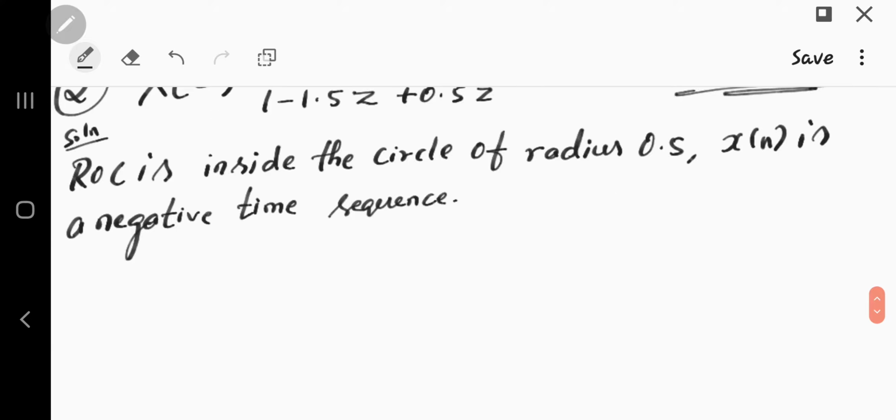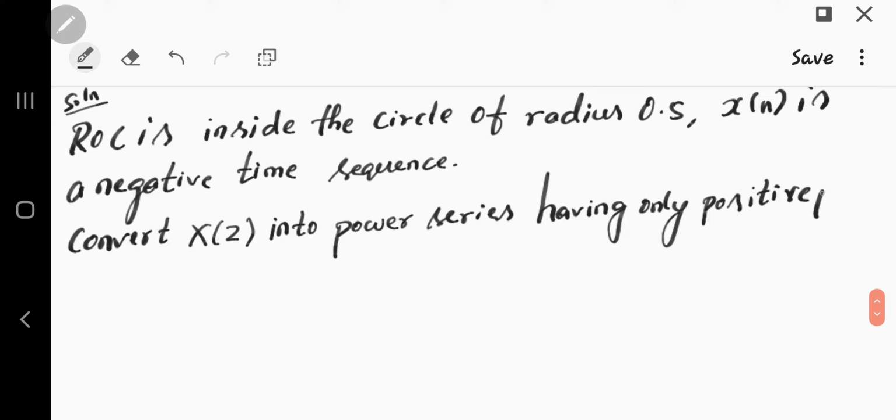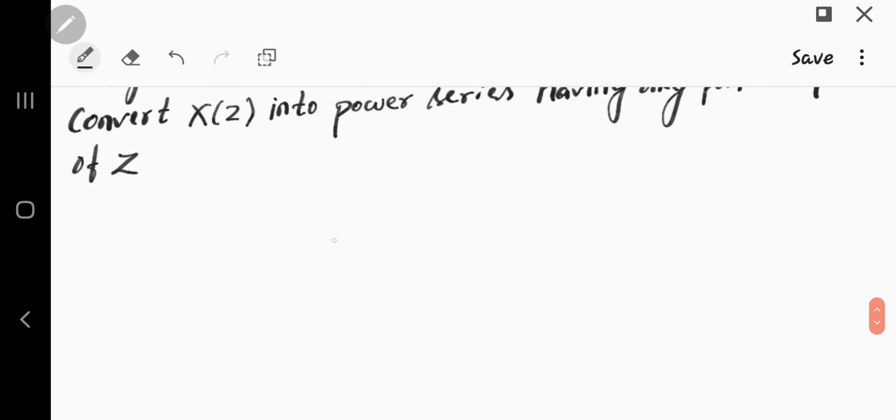Okay. So what do we have to do? We have to convert x of z into a power series having only positive powers of z. So the powers of z should be positive. Now how are we going to convert? By the long division method.